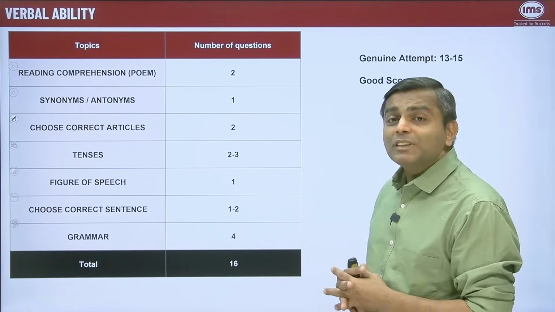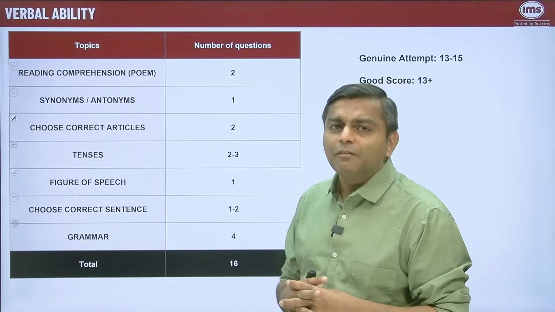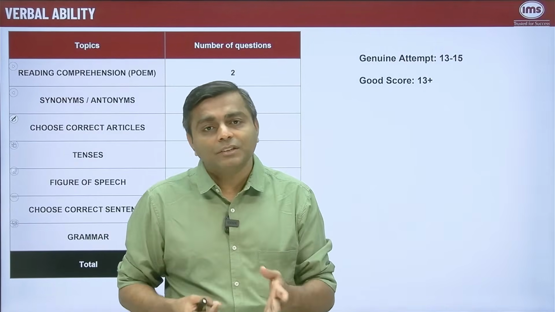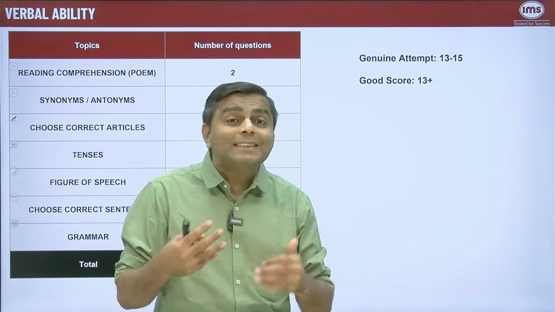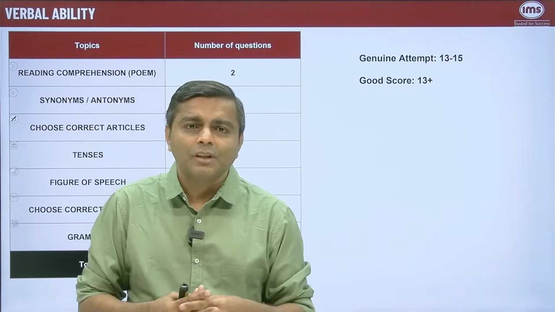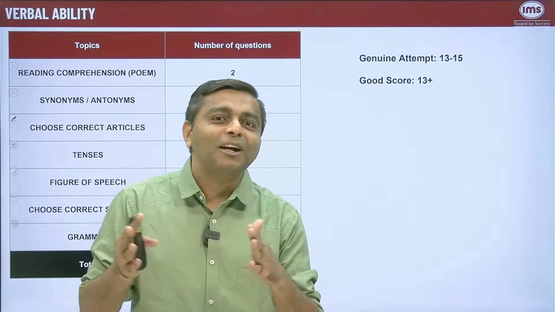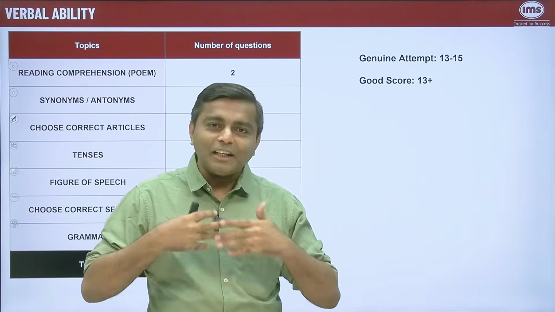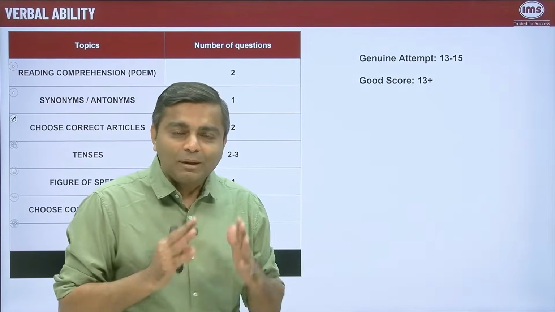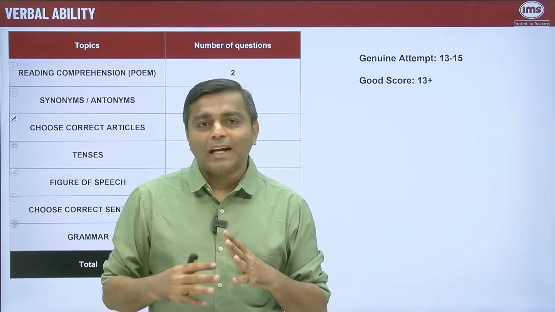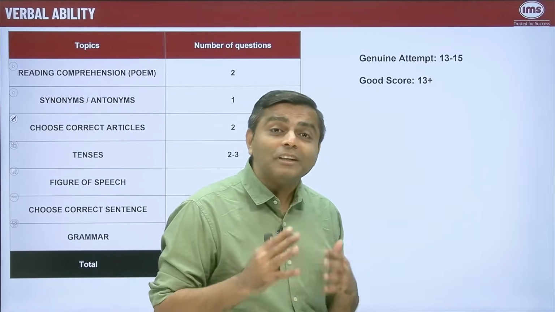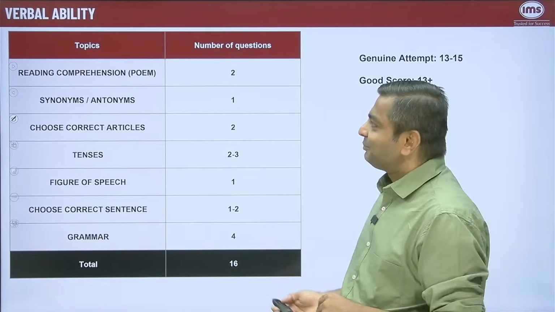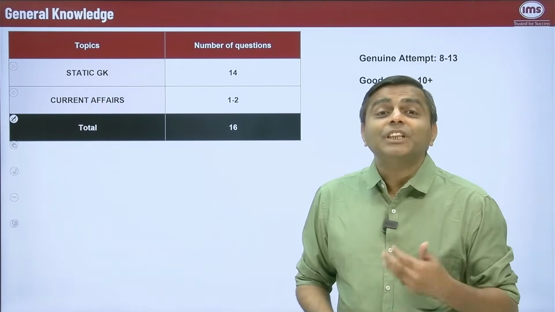So yes, out of the 16 questions, again, not a very, very difficult section as a whole. Out of 16 questions, we think genuinely you should be able to easily attempt at least 15 questions, given the time constraint, not given the difficulty level. By difficulty level, if you have enough time, you should be able to attempt everything and get everything correct. But given the time constraint, 13 to 15 questions and 13 plus should be your target in this particular section for SET. Okay, moving on to GK.